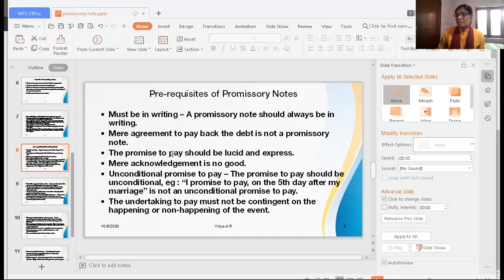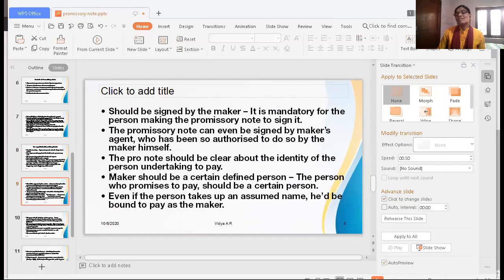What does it mean? പേയ്മെന്റിന് കണ്ടീഷൻ വെക്കാൻ പാടില്ല. നാളെ മഴ പെയ്യുവാണെങ്കിൽ ഞാൻ 50,000 തരാം. No, you can't write like that. It must be an unconditional undertaking to pay the money at any cost. എന്തായാലും ഞാൻ ഈ എമൗണ്ട് ഇന്ന ദിവസം നിങ്ങൾക്ക് പേ ചെയ്യുന്നതാണ്. അതിന് കണ്ടീഷൻ വെക്കാൻ പാടില്ല. And the undertaking to pay must not be contingent on the happening or non-happening of the event. അതായത് ഭാവിയിൽ വരാൻ പോകുന്ന ഒരു ഇവന്റിനെ ബേസ് ചെയ്തിട്ട് നമുക്ക് ഒരിക്കലും ഒരു പ്രോമിസറി നോട്ട് പ്രിപ്പയർ ചെയ്യാൻ പറ്റില്ല.